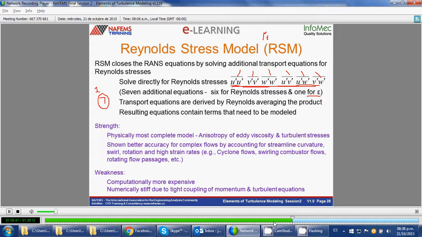What it is, no longer do you have that assumption that mu t is isotropic. Now you don't have that assumption. So this model works really well for flows that have streamline curvatures, especially swirling type of flows, cyclone flows and swirling combustor flows and so forth. So it does really well for those type of problems.